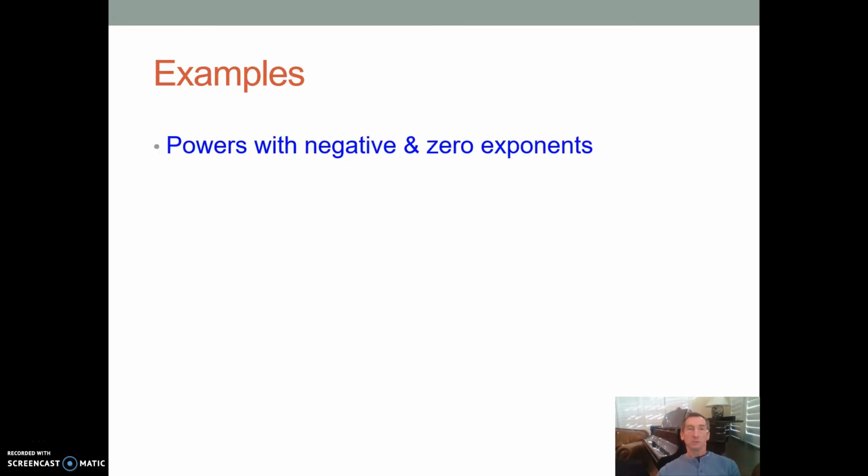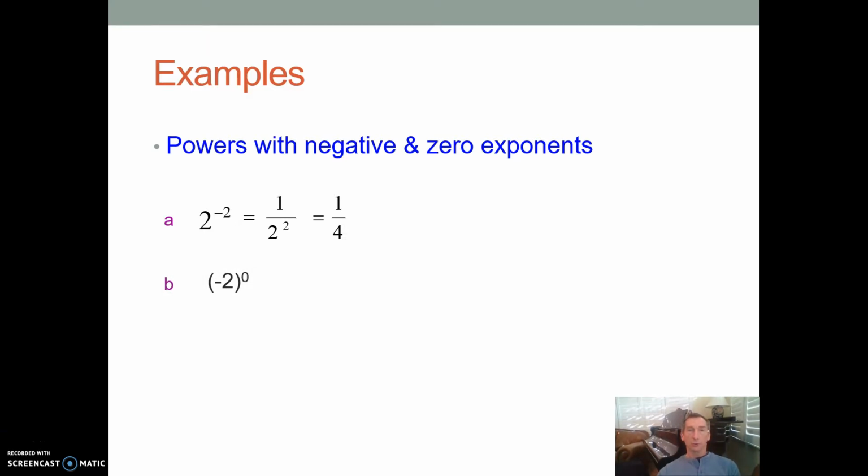We are going to use some powers of negative and 0 exponents. 2 to the negative 2 power. If you remember, we want to get rid of that negative sign in the exponent. To do that, we simply take the reciprocal, which is 1 over 2 squared. Got rid of the negative. Now we can do our operation of 2 squared, which is 4, so we end up with 1/4.